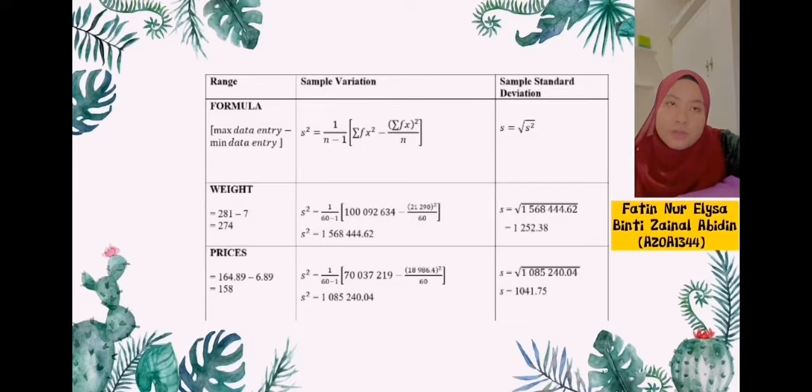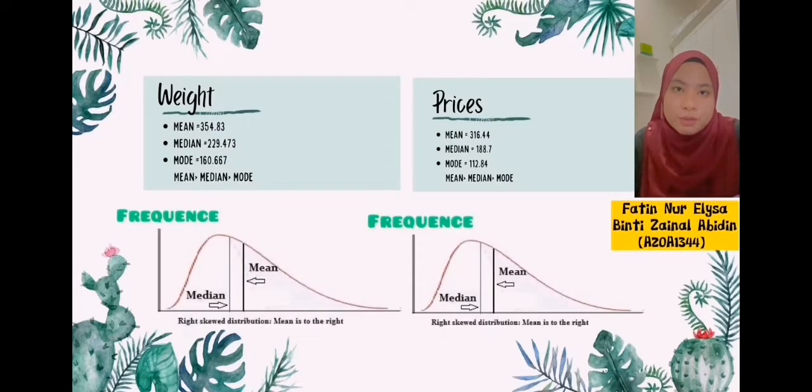The third column is sample standard deviation. Sample standard deviation for weight calculated using the formula is 1,252.38. Sample standard deviation for price is 1,041.75. Shape of distribution for weight and price is skewed to the right because the mean is greater than the median, which is greater than the mode. That's all for me.